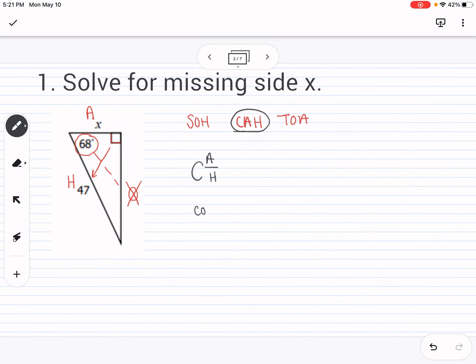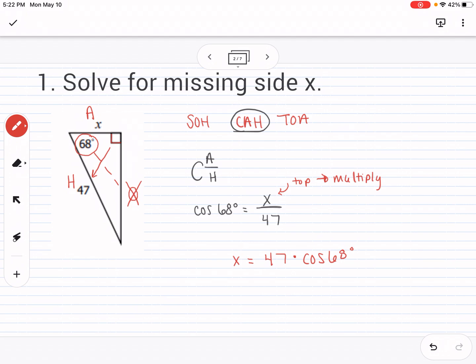Remember, the C stands for cos, and then you always put your angle. In this picture, it was 68 degrees. The CAH tells you the order to plug in, so we're going to do A on top, H on the bottom of our fraction. In the picture, A is X and H is 47. When I taught the lesson, I did it a little longer, but then I taught students a shortcut: when X is on top, you multiply. So to get your answer for X, you can just multiply 47 times the cos of 68 degrees. The number always goes first. The ones with the words always go second.